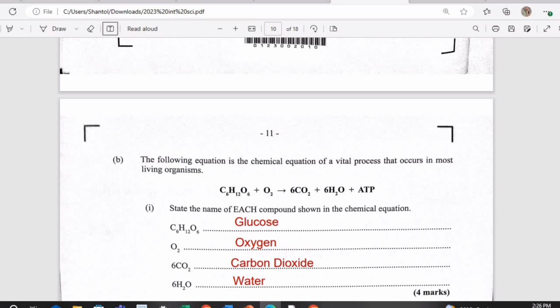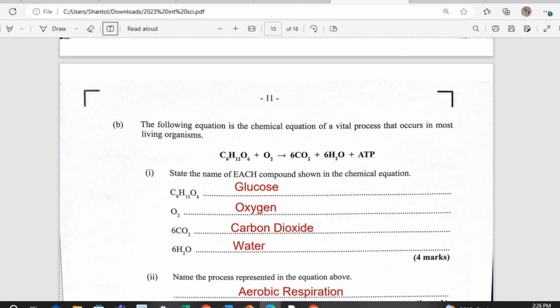That's 4 marks. The next part of the question says, name the process represented in the equation above. The answer would be aerobic respiration. Now, if you did not remember, or if you don't know, if you put aerobic there and you just put respiration, you may get the mark. I'm not sure what CXC will do, but aerobic respiration would be the specific process happening there.